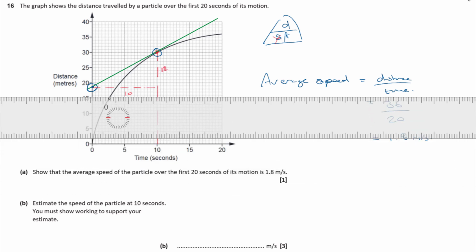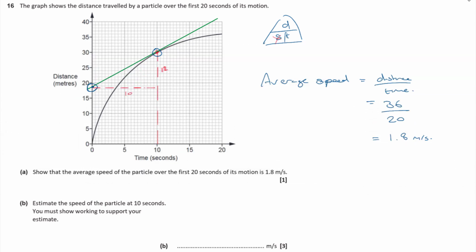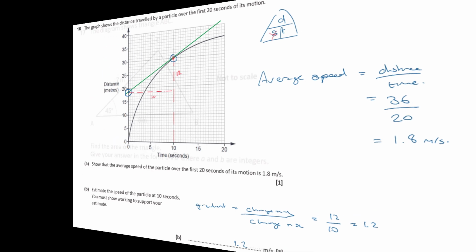So my estimate for the speed at that point is going to be the gradient, which is change in y over change in x, which is 12 over 10, which is 1.2 then, isn't it? So that's 1.2 meters per second at that point.